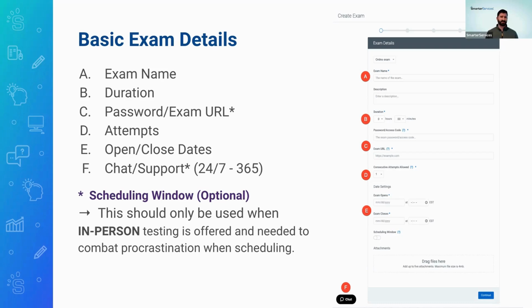The open and close date, as we touched on, wants to be larger than the exam duration. You want to make sure that you are putting in enough time so they can begin the test and utilize all time given possible. And what I did not mark is the scheduling window. It's optional. This is only going to be used when in-person testing is offered, and it was built and needed to combat procrastination when scheduling. It's for those students who would wait till the 11th hour, try to find a spot at the testing center or with whichever proctoring vendor the school is using, and they come back to you saying, I can't find anything.